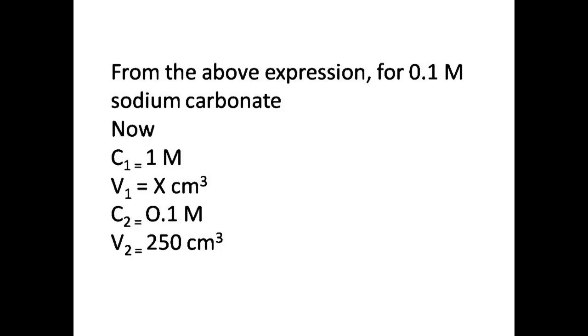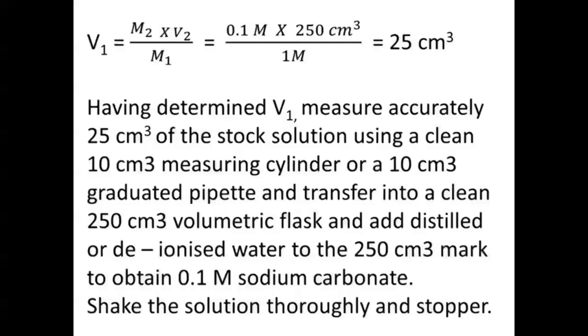The V2 is the final volume, which is 250 cm³, because when we get our initial volume, we will dissolve it in deionized water, our solvent, to make 250 cm³. Our C2 is 0.1 molar, because that is the concentration we are looking for. So substituting and making V1 the subject of the formula, you will have C2 times V2 all over C1. When you substitute the data we have, you will get 25 cm³.